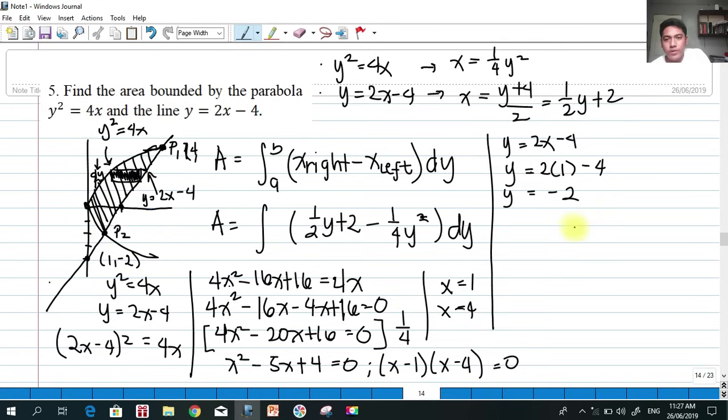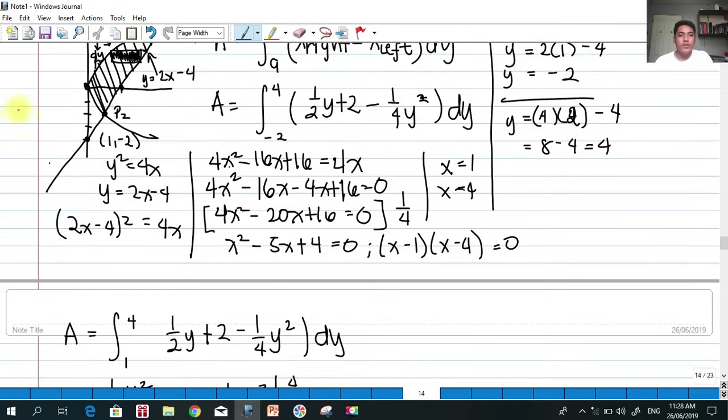Of course, if we insert x equals 4, 2 times 4 minus 4, you have 8 minus 4, that should be equal to 4. So this is also 4. Our concern now is the y coordinate of the points of intersection. So we have from negative 2 to 4. That will be our limits. Okay, so let's try to solve that.